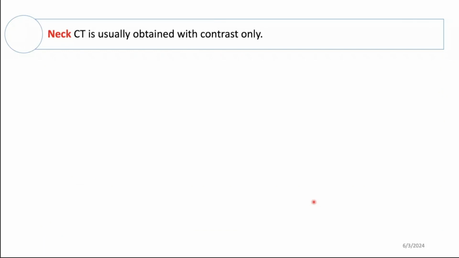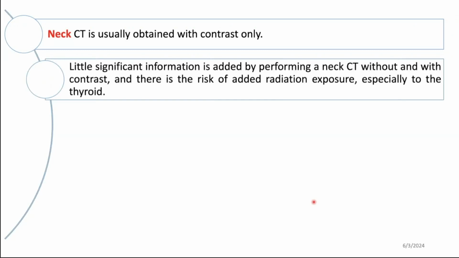Okay, so when we image the neck with CT, we always do it with intravenous contrast, right? Normally the thyroid gland itself, because it contains iodine, will show enhancement on CT. It will look enhancing because the intravenous contrast has iodine, and the thyroid gland itself has iodine. So we see the thyroid gland is brighter compared to the other organs, even without giving contrast.